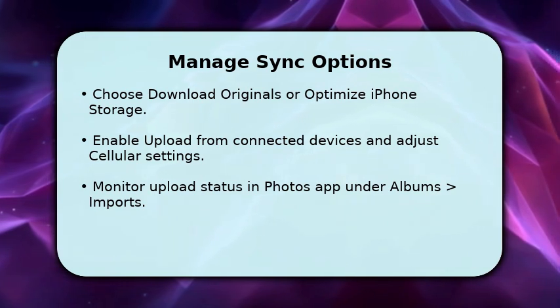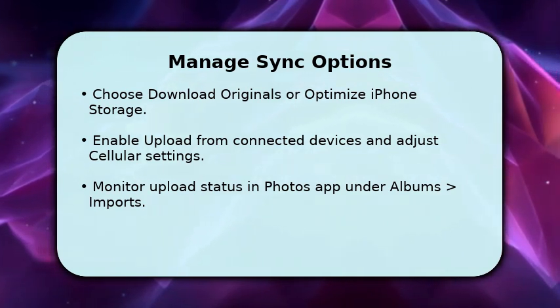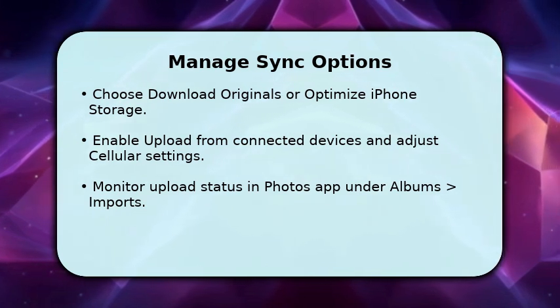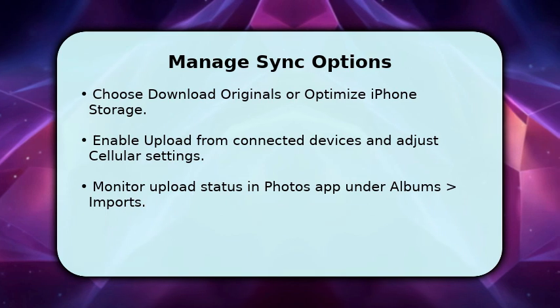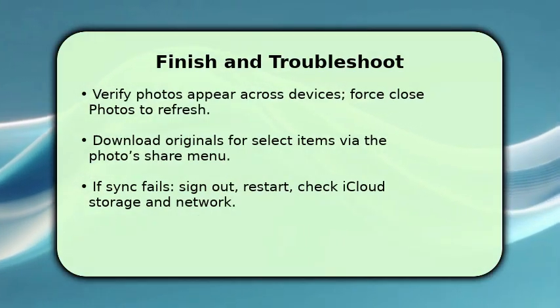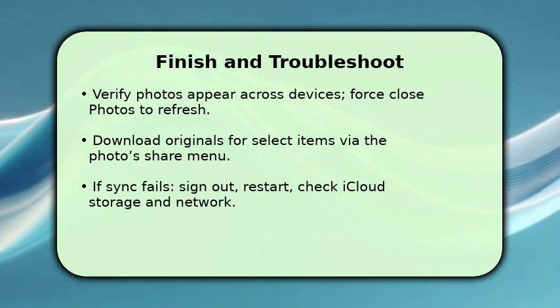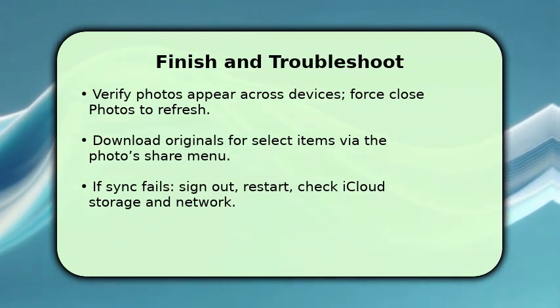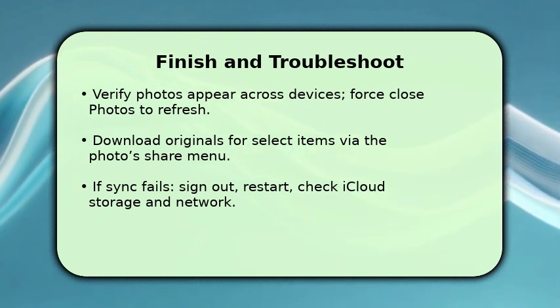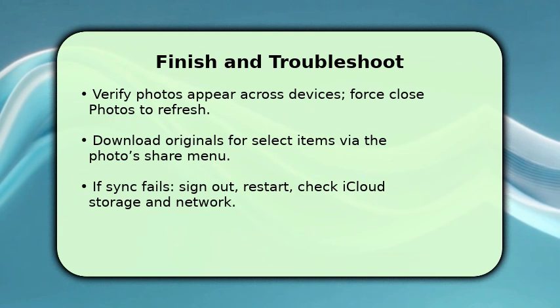Monitor progress in the Photos app. The status appears at the bottom of Photos or under Albums, and let large libraries finish while plugged in and on Wi-Fi. To complete, confirm that images and albums appear on your iPhone and other devices. Open Photos and scroll to force a refresh. When you need full resolution files, tap a photo and choose Download to ensure originals are stored locally.